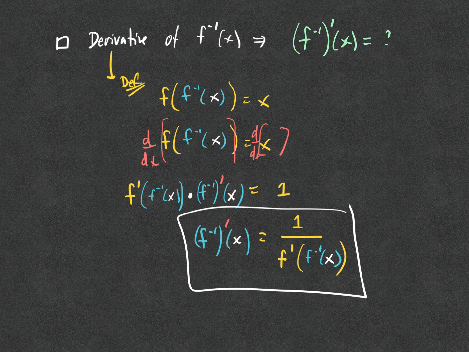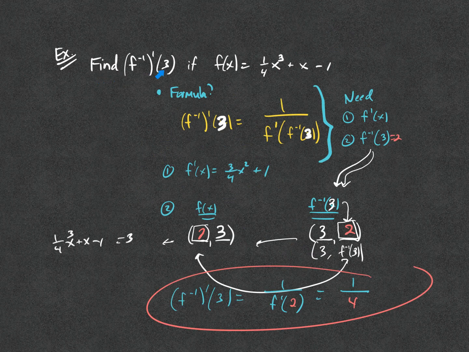Next, for an example. All right, right here is the example. Find f inverse prime of 3 given this function. So the first thing to do is to write down the formula that should be memorized or derived quickly. Notice in this formula, to answer this question, we need to know what f prime is, and we also need to know what f inverse of 3 is. So those are the two things we need. F prime is real easy. We just take the derivative of this function. So really, the only challenging part is finding f inverse of 3 when we're given this function.